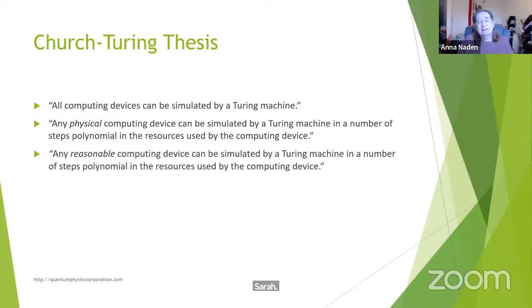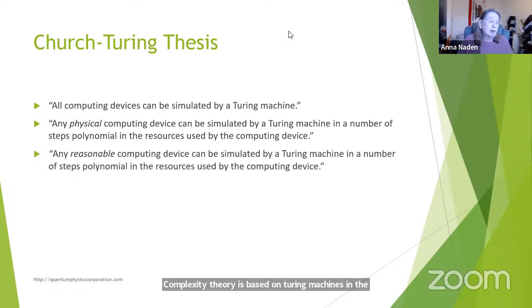So the difference between quantum factoring and factoring on a classical computer is one of what's called computational complexity. Complexity theory is based on Turing machines, and the Church-Turing thesis is all computing devices can be simulated by a Turing machine. Well, that was true until we got quantum. Another formulation: any physical quantum computing device can be simulated by a Turing machine in a number of steps polynomial in the resources used by the computing device.